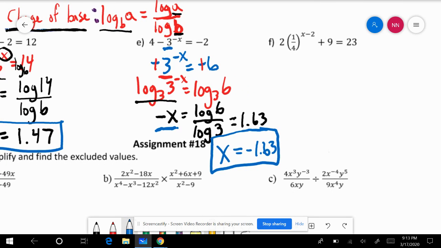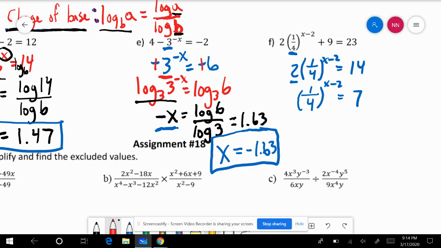Our last example, same process as before. We've got a couple more steps. First step is, of course, we isolate the base number. But in order to do that, we're first going to subtract the 9. When we subtract the 9, what we end up with is 14. We're going to divide it by 2. When we divide by 2, the 1/4 to the x minus 2 is equal to 7.